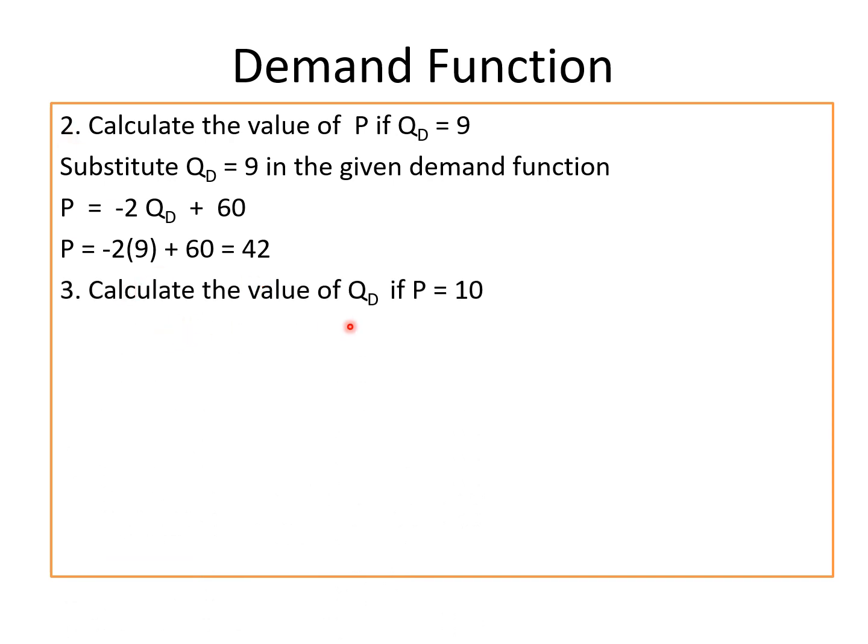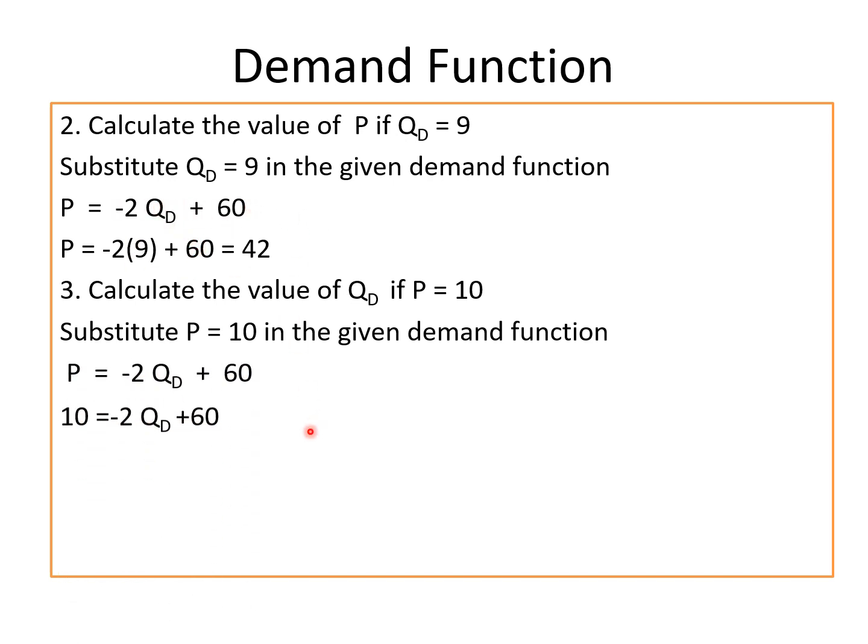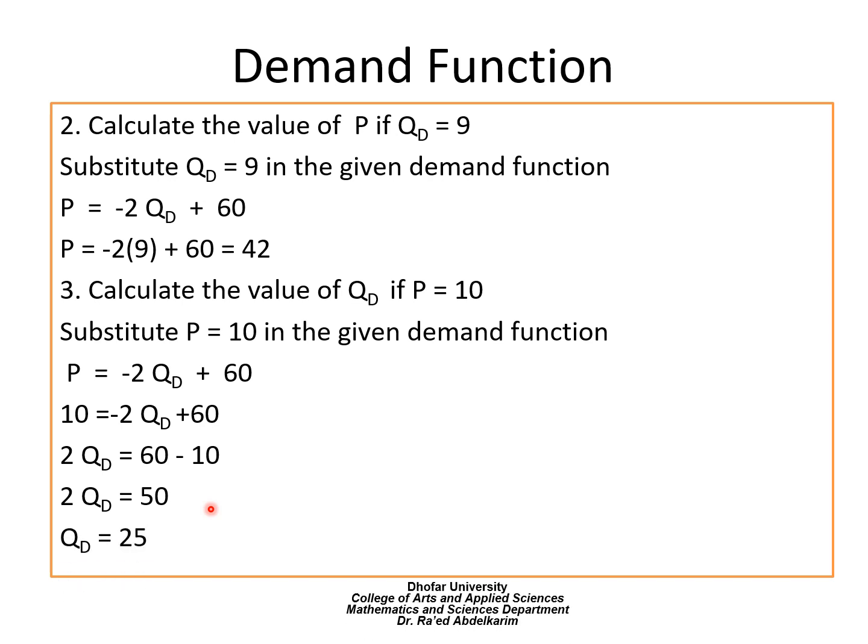Now in number 3, we need to calculate the value of QD if P equals 10. Again, we need to substitute P equals 10 in the given demand function, and then we will have the following. If we substitute P by 10, then 10 equals minus 2QD plus 60. Rearrange the equation, and you will get QD as 25. So this is the answer. The quantity demanded will be 25 if the price is 10. And number 2, the price will be 42 if the quantity demanded is 9.